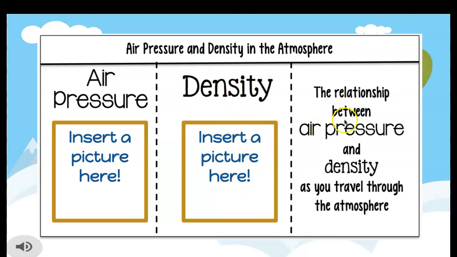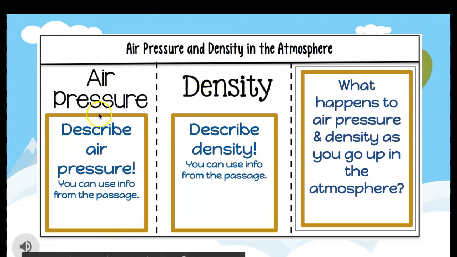Okay? This third flap, there's nothing for you to do here. This is just a statement, and what you'll do is write something under the flap on the next slide. So the statement says the relationship between air pressure and density as you travel through the atmosphere. So underneath this flap, you'll write something else, and that's on the next slide. Remember that there are these little speaker buttons to explain what you need to do.